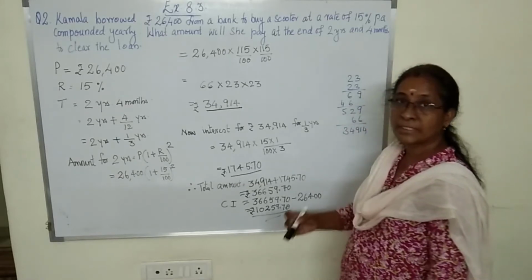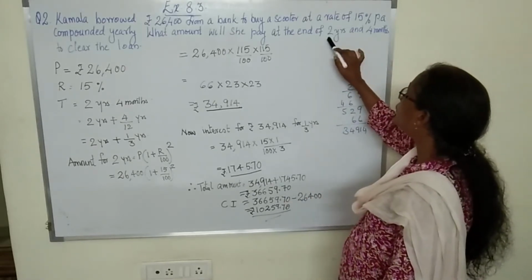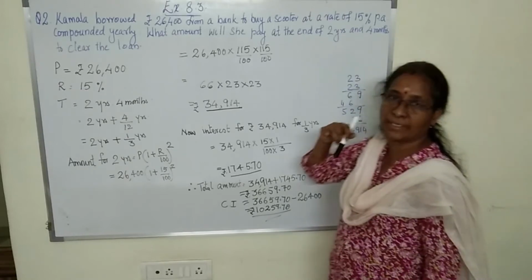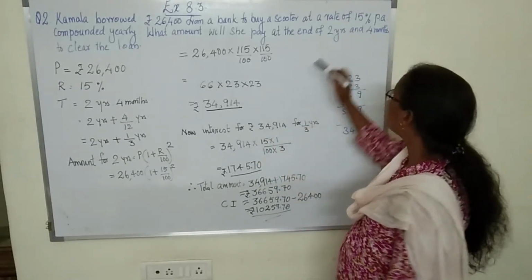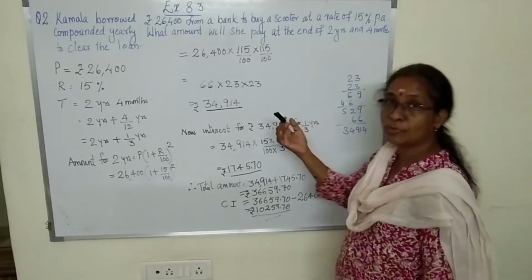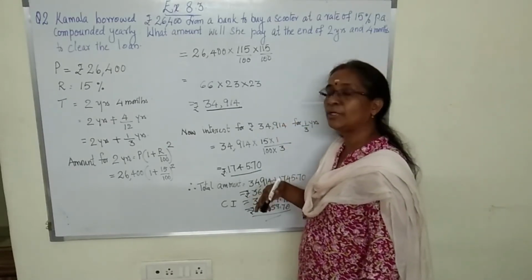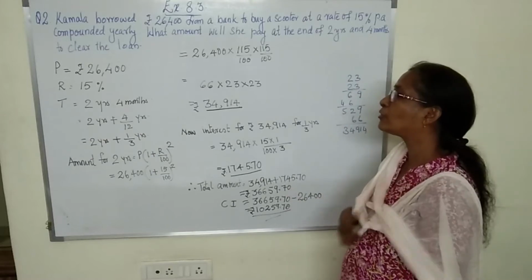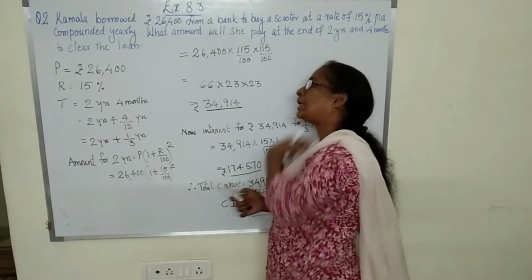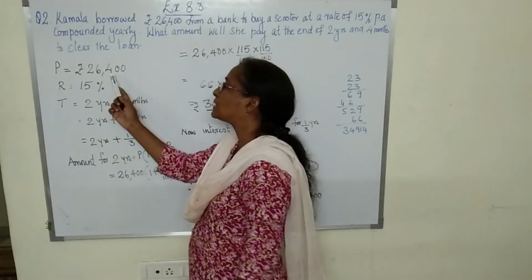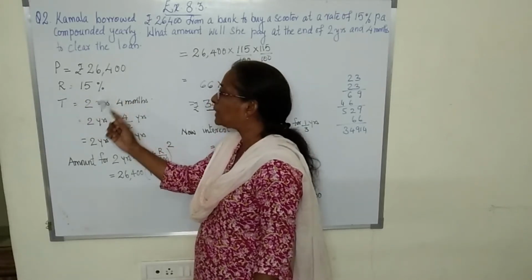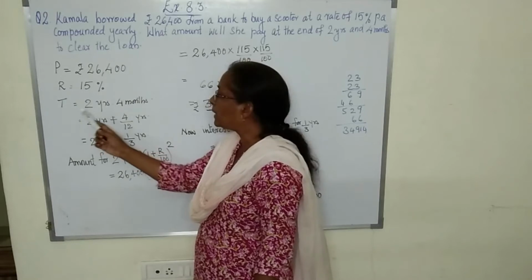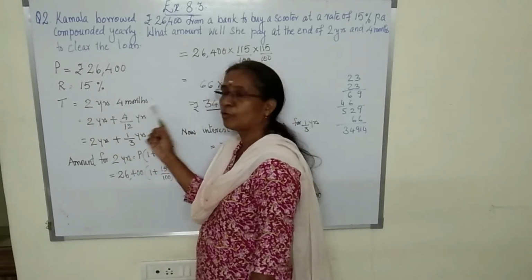Here there is a new term, that is 2 years and 4 months given. So we have to consider this 4 months, or you have to convert it into years. Let us see how to do it. Now here P is equal to 26,400. Rate of interest is 15%. T, time, is 2 years and 4 months.